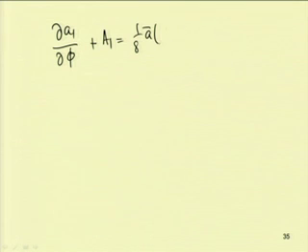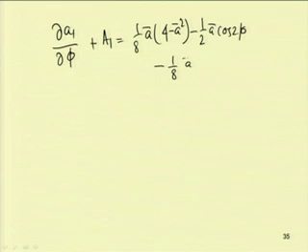So, we can write this thing: del a1 by del phi will be equal to del a1 by del phi plus a1. So, that will be equal to 1 by 8 a bar (4 minus a bar square) minus 1 by 2 a bar cos 2 phi minus 1 by 8 a bar square cos 4 phi.